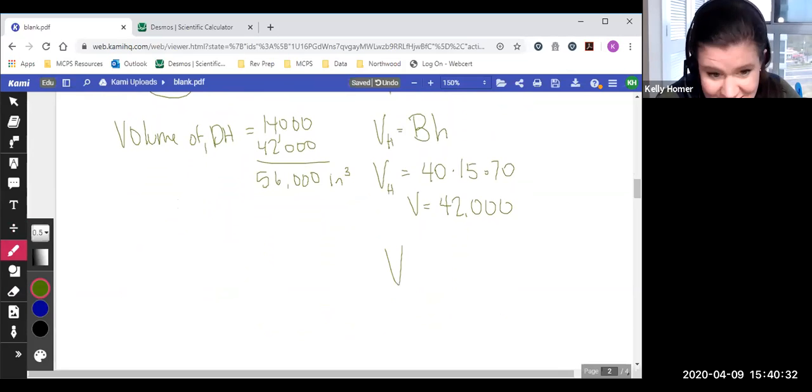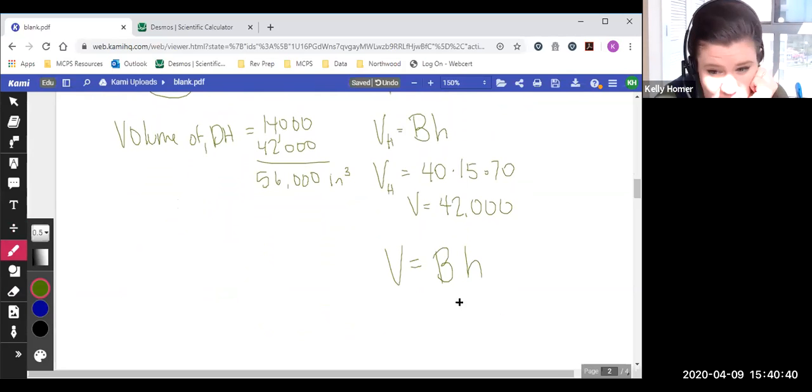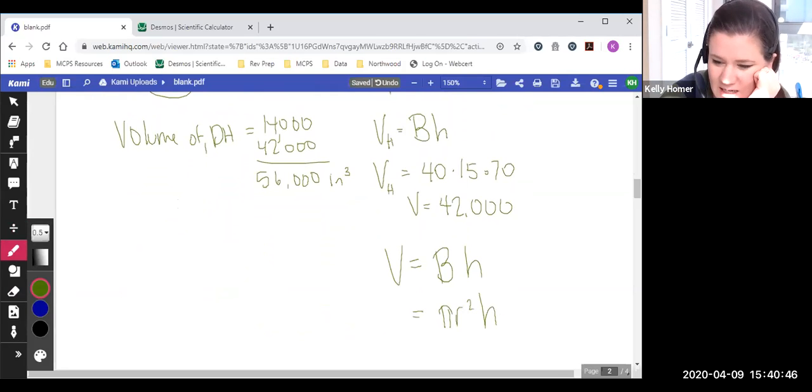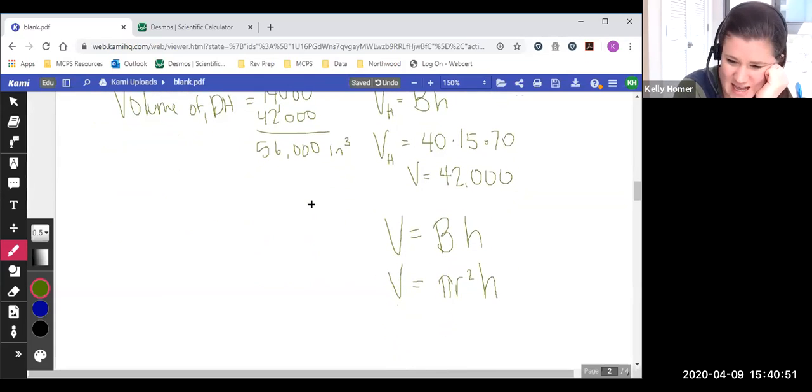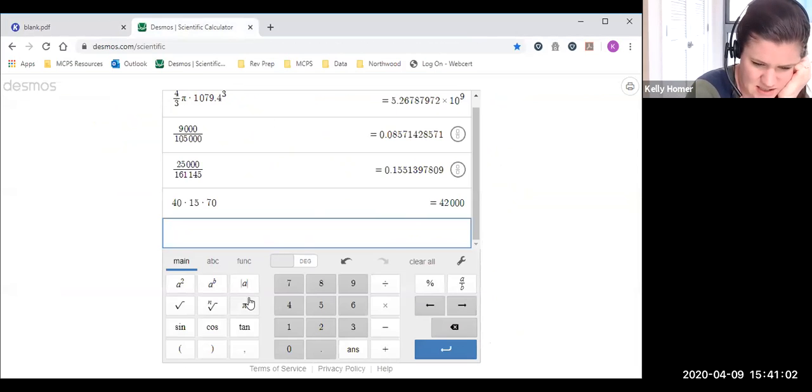The volume of a cylinder is still the same thing. Area of the base, big B, times your height. So your volume, the base is a circle. The area of a circle is pi r squared times my height. Okay, so in this one, I made my radius 8. So it's going to be pi times 8 squared times my height, which is still 70. All right, calculator, pi times 8 squared, which is 64, but I'm going to put it in as 8 squared times 70, and we'll see how big this is.